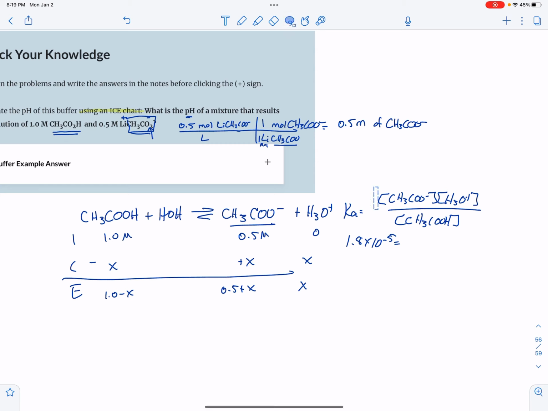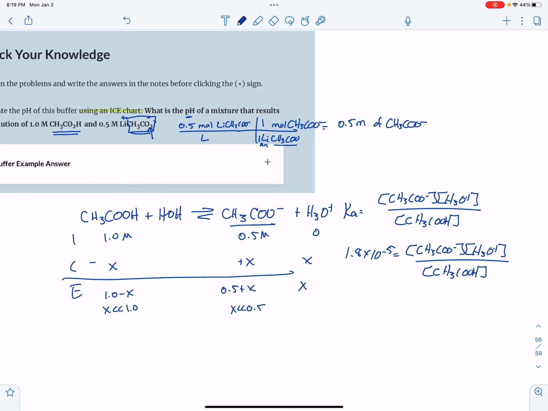So this quantity here, I'm going to scooch it down just a little bit. That's my K expression. Now here's the deal, I'm actually going to say that X is way, way smaller than 0.5 and that X is way, way smaller than 1.0. So what that means is that this value just becomes 1 and this value just becomes 0.5. I'll check it at the end to make sure it works. So what I have is 0.5 times X over 1.0 equals 1.8 times 10 to the minus 5th. Of course, multiplying both sides by 1 will just give me the 1.